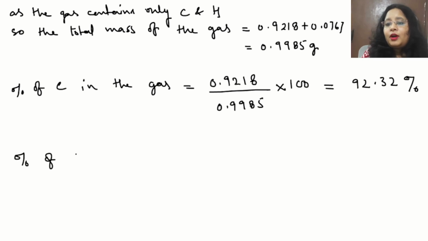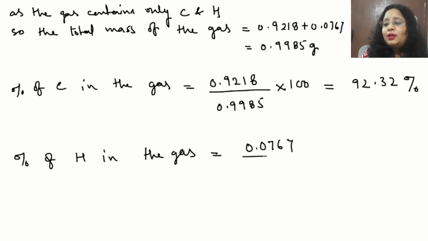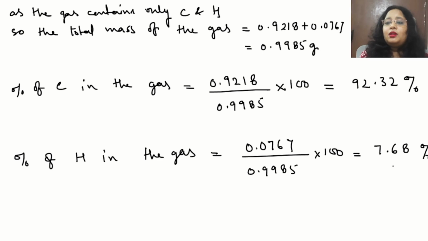In the same way, we will calculate the percentage of hydrogen in the gas. So percentage of hydrogen we will calculate by the mass of hydrogen, that is 0.0767 divided by mass of the gas 0.9985 multiplied by 100, and we get the answer here 7.68%. Now this we are going to use to calculate our empirical formula.